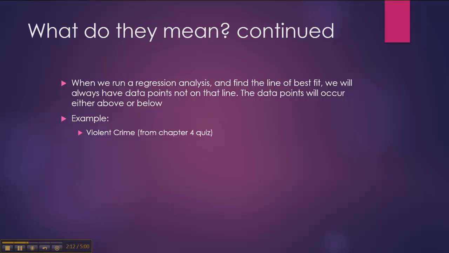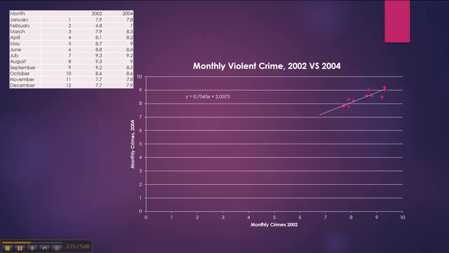All right, when we run a regression analysis and find the line of best fit, we will always have data points not on that line. The data points will occur either above or below. I'm going to use the example for violent crime from the Chapter 4 quiz, and this is what I'm talking about right here. These guys are above, these guys are below, and we have to calculate numbers to tell us how much distance is here. I mean, we can look at it and guess, but that's not what we do here. We use numbers to make it happen.